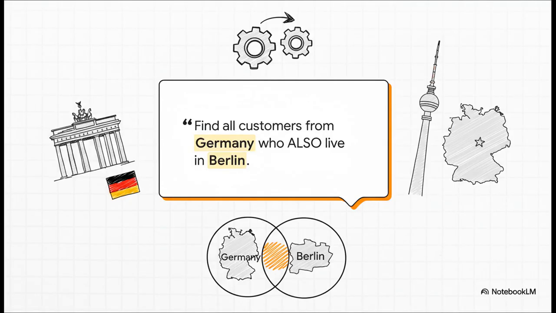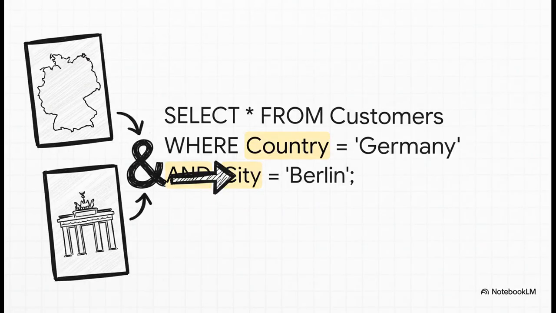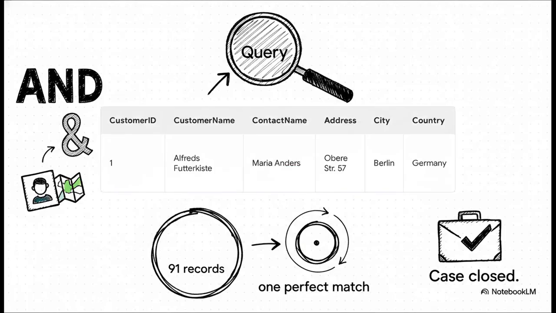So here's our first case. The objective is pretty specific. We need to find customers who are from the country Germany and who also happen to live in the city of Berlin. Both of those things have to be true. And here is exactly how we do it. It's a simple query. We select everything from our customers table where the country equals Germany and the city equals Berlin. See that "and" right in the middle? That's the key. That's what links our two rules together. And boom, just like that, out of all 91 records, our query finds just one perfect match. This is a perfect example of how the AND operator can slice through a huge amount of data to find exactly what you need. Case closed.